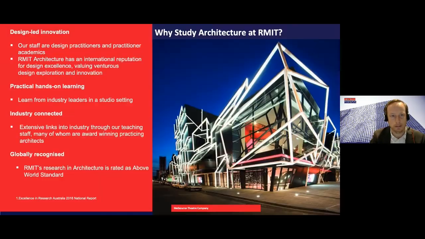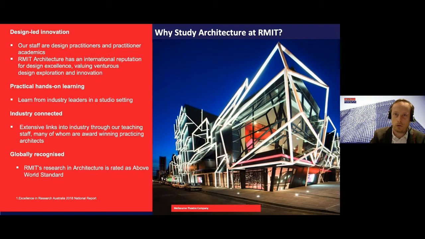Next slide, please. So why study at RMIT? What do we do? So I guess that idea about design is sort of at the core of everything we're interested in. We say that our degree or our school values design-led, venturous experimentation in practice, and we live that through everything we do. All of our staff, be it the faculty staff who are permanently at RMIT, or the sessionals who are the staff that come in to teach particular things, are practitioners or practitioner academics. We've developed an international reputation for venturous design-led experimentation, both through teaching and also research.